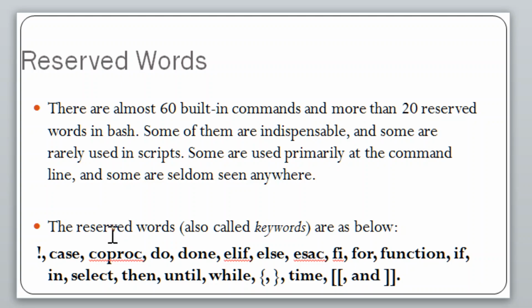There are things called reserved words, and these can be seen below, okay? So things such as exclamation point, case, coprocess or coproc, do, done, elif or else, esac, which is how you end a case statement, fi, which is how you end an if statement, for, function, if, in, select, then, until, while. And then you have curly brackets, time, and you have square brackets, and you can even have parentheses, okay? So these are all reserved words, okay? Meaning that they're only used in the shell script, and that they have special meanings.